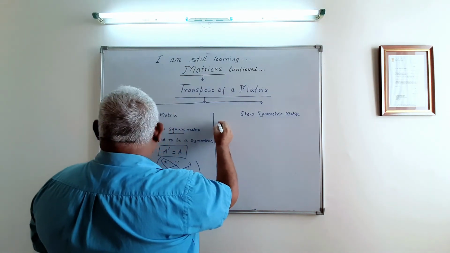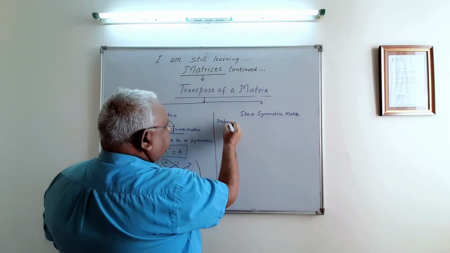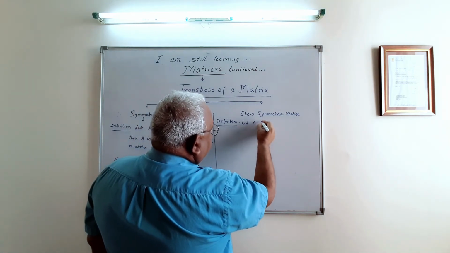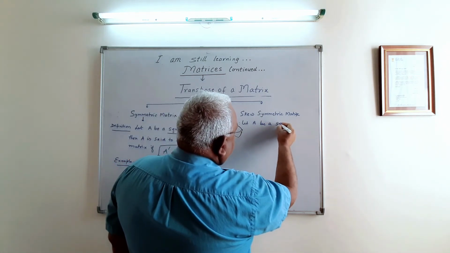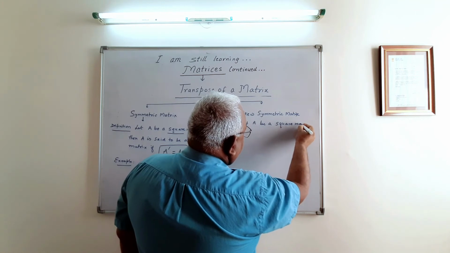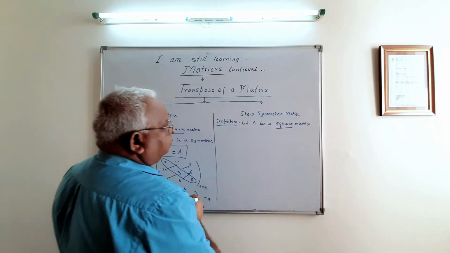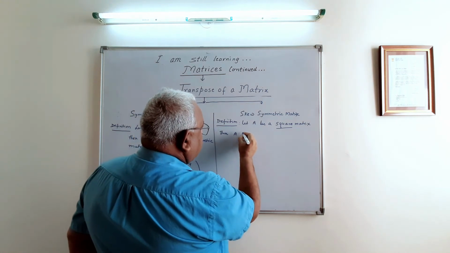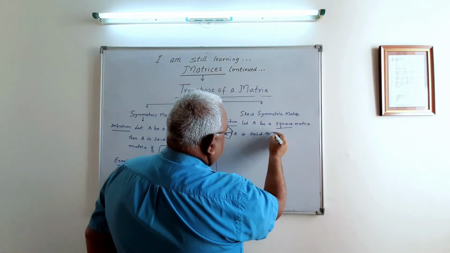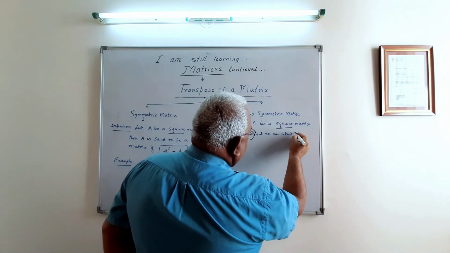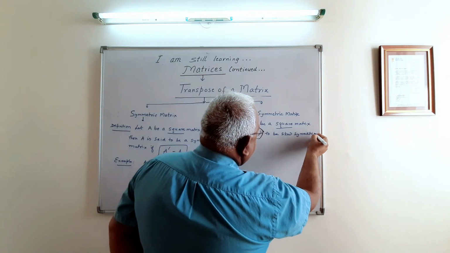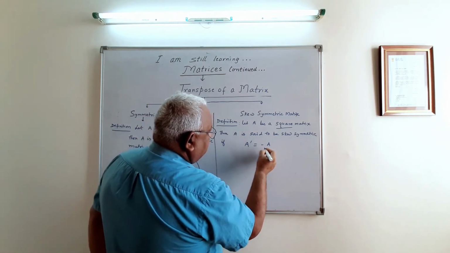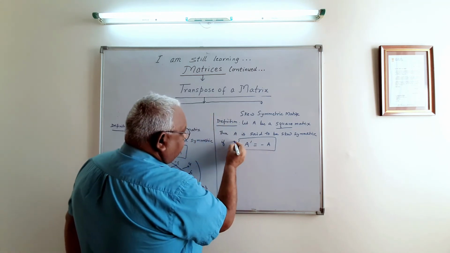What is skew symmetry? The definition says: let A be a square matrix, then A is said to be skew symmetric if A transpose is equal to minus A. This is important.